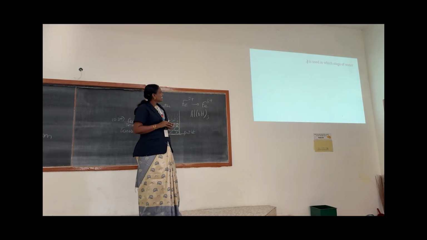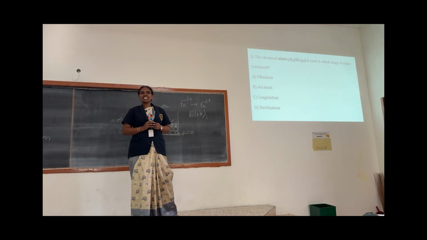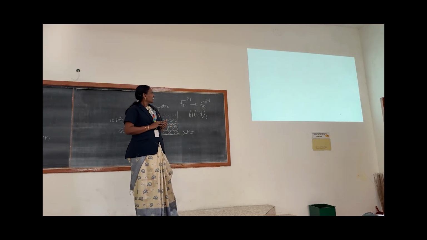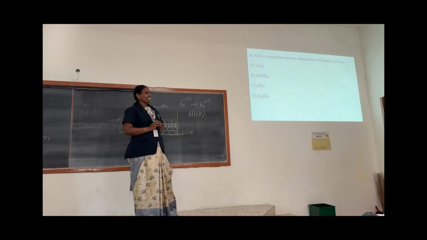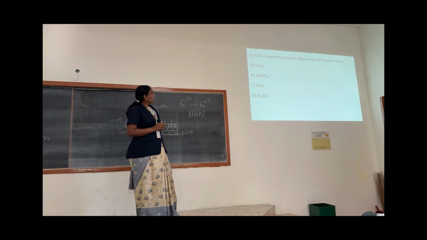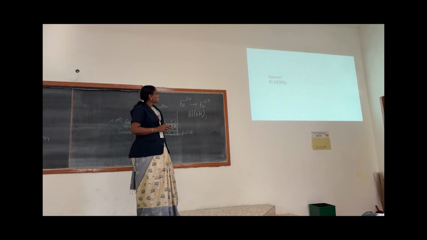Next, in which stage? Coagulation. Very good. Correct. Next: in the coagulation process, alum reacts with water to form aluminium hydroxide, Al(OH)3. Good. Check the answer. Correct.